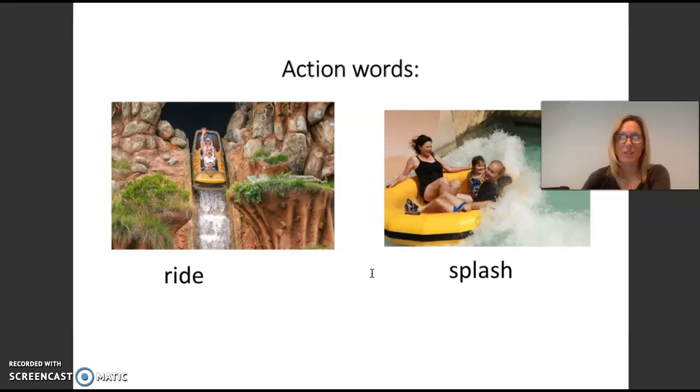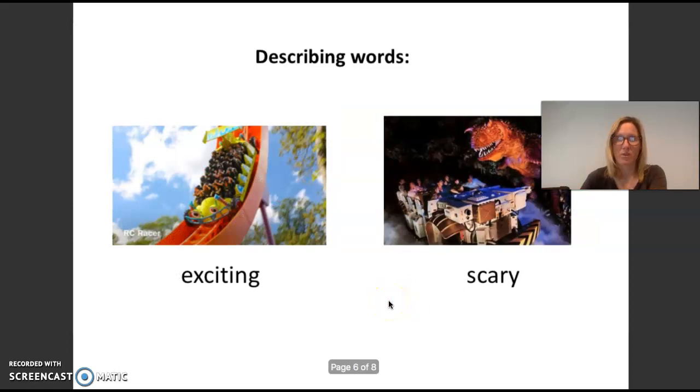We can also write action words, ride and splash. Action words are things that you can do. Also like run, jump, throw. We can also write describing words, exciting or scary. Describing words describe how something looks or feels. So you could describe that a ride makes you feel excited, or it is exciting, or it is a scary ride.